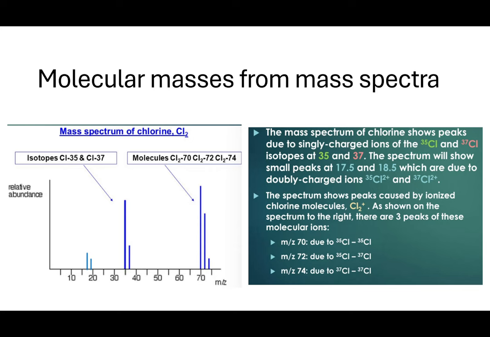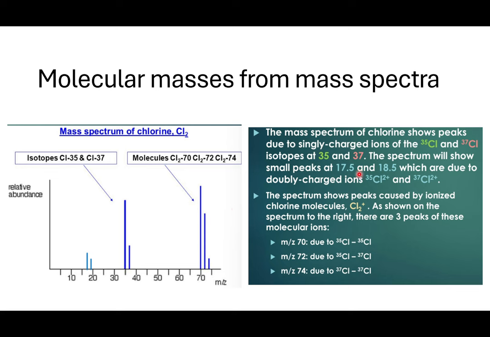Our diatomic chlorine. The mass spectrum of chlorine shows peaks due to singly charged ions, chlorine 35 and chlorine 37 isotopes at 35 and 37 respectively. So you can see the isotope at 35 and the isotope at 37. The spectrum will show small peaks at 17.5 and at 18.5, which are due to doubly charged ions. Remember, if the charge on the ion is doubled, meaning it goes from plus one to plus two, it will halve the mass to charge ratio. Remember, the mass is divided by the charge. That's why it's m/z. If we have a mass of 35 and the charge is plus one, then it's 35 over one, which is 35. But if it is 2 plus, then it's going to be 35 divided by 2, so 17.5.